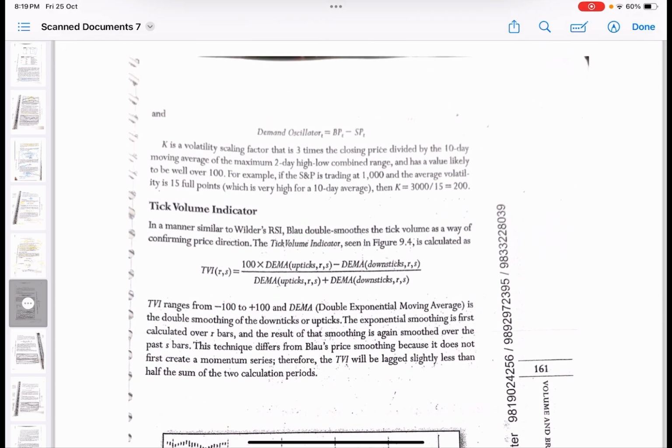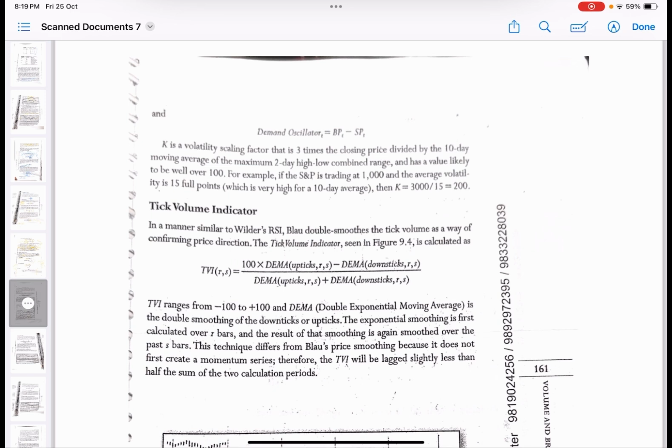Now let's talk about what exactly is K. We have seen that we have been multiplying K, right? So before that, you need to know that the demand oscillator is basically the difference between the buying pressure and the selling pressure, and the buying pressure and the selling pressure have been calculated in the formulas which we saw. So K is basically a scaling factor, okay? And what does it scale? It scales the volatility that is there in the market.